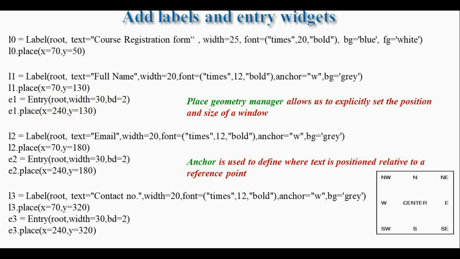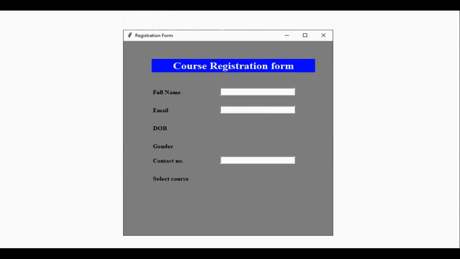Okay, fine. So now we have created labels and entry widgets. So this is our course registration form. Now we have created 3 entry widgets, and I have also created the labels for the other things: full name, email and contact number. Apart from that, you have date of birth, gender and select post. These are the labels created. Since we have used anchor, you can see all the text starts in the same line. Now we are going to the date entry widget and radio buttons.